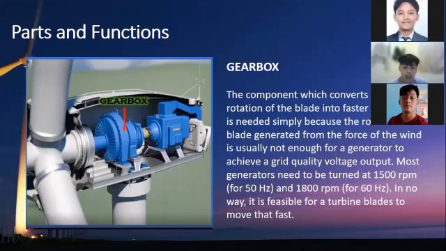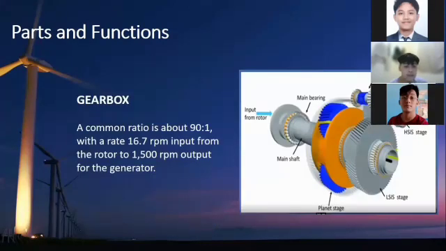In no way is it feasible for turbine blades to move that fast. Next, a common gear ratio of about 90, with a rate of 16.7 revolutions per minute input from the rotor to 1500 revolutions per minute output for the generator.